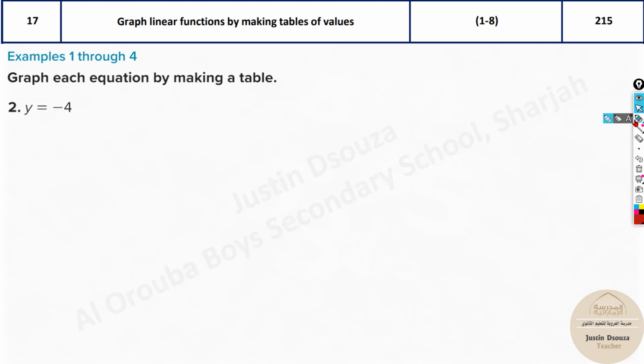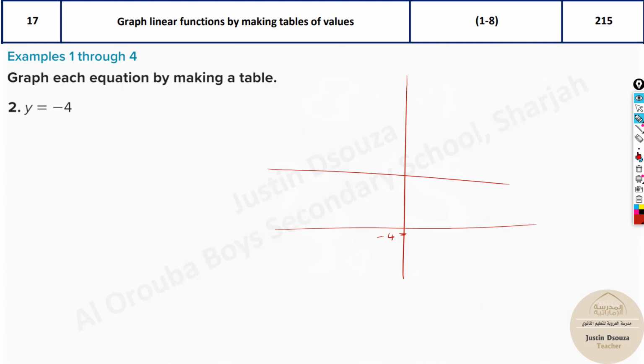This one now, y is minus 4. The same concept what we did. Instead of x now, look, where is y minus 4? Over here somewhere. So all you need to do is draw a straight line over there, which passes exactly through this point, okay? So that is the answer.